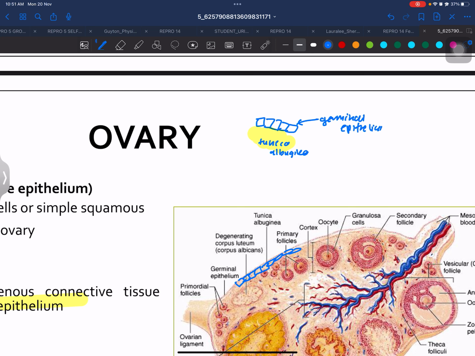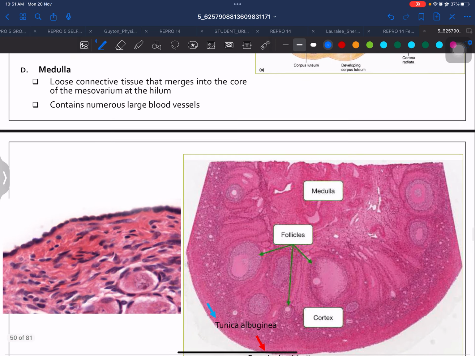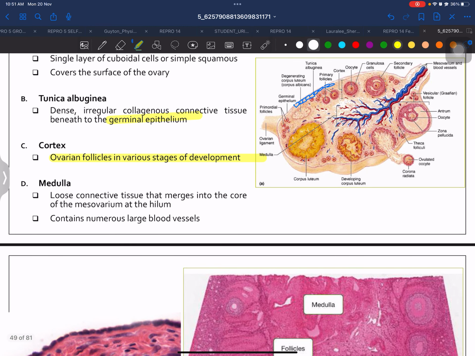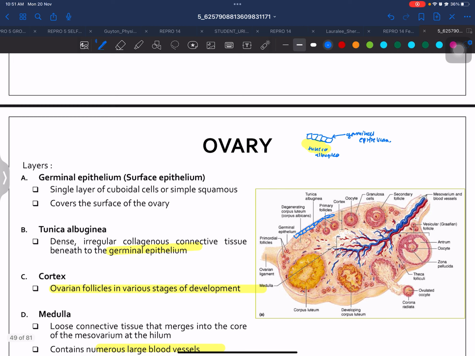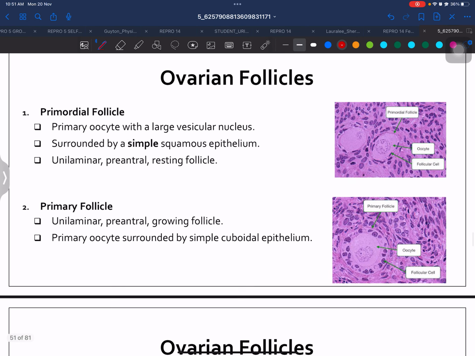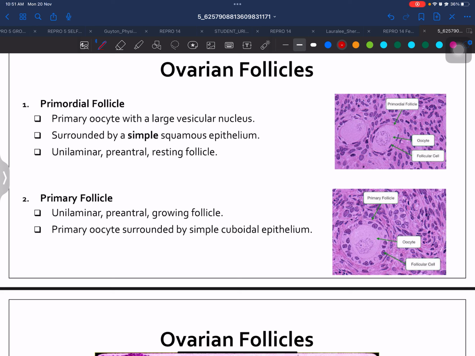In the ovary we have many types of follicles: the primordial, the primary, and the secondary. These are the primordial follicles, which consist of a primary oocyte with a large vesicular nucleus, surrounded by simple squamous epithelium. Primordial follicles are lined by simple squamous epithelium. They are unilaminar, pre-antral, and in a resting follicle condition.